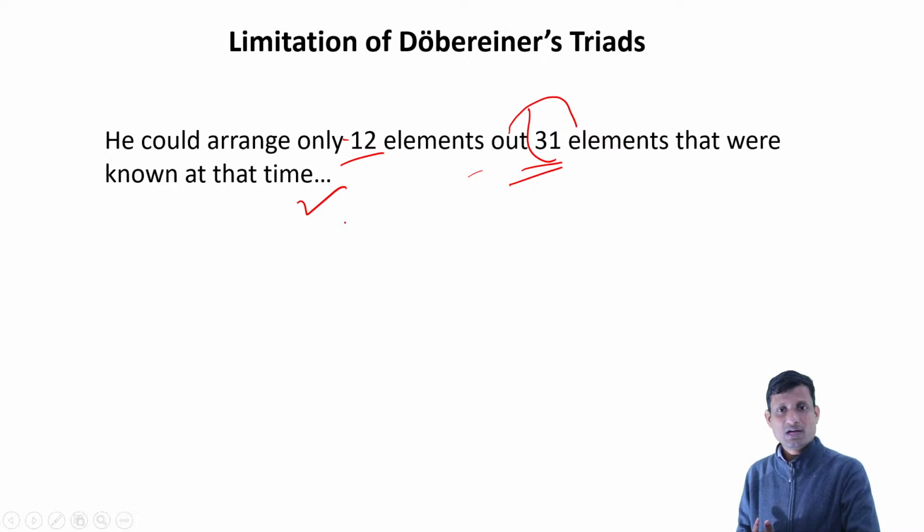So we could arrange only 12 elements out of 31. Whether we could do it better, or arrange all the elements known to us, with that intention the progress started, and the modern periodic table we have developed step by step.